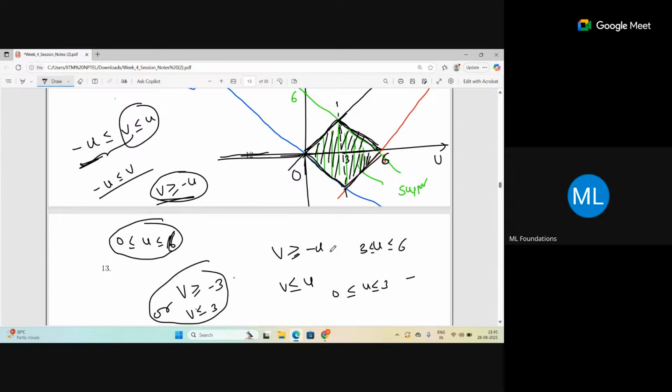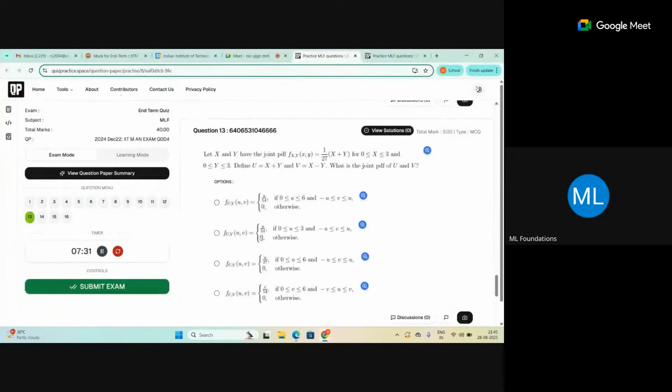So that is actually this portion. I think option A should be correct. No, again, you will have to think about what the joint density is. It is u by 54, sir. It's u by 54, and then I think option A will be the correct option. Yes, sir, it's the correct one.